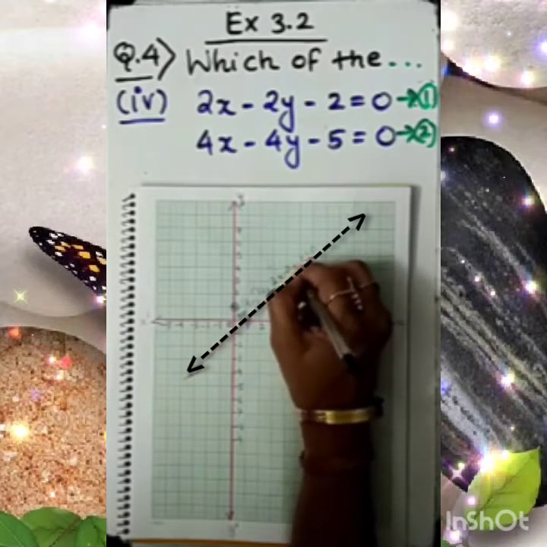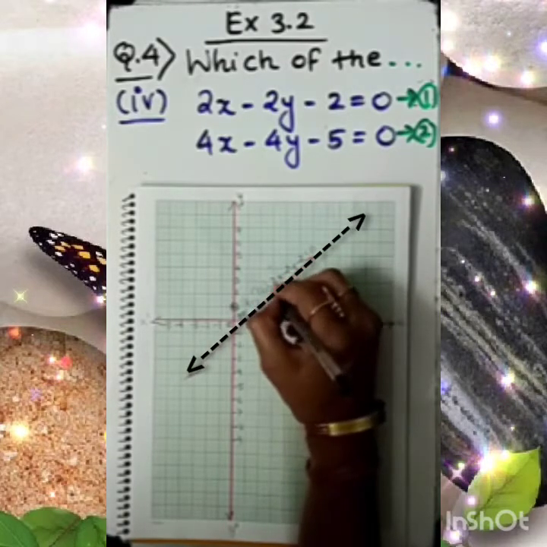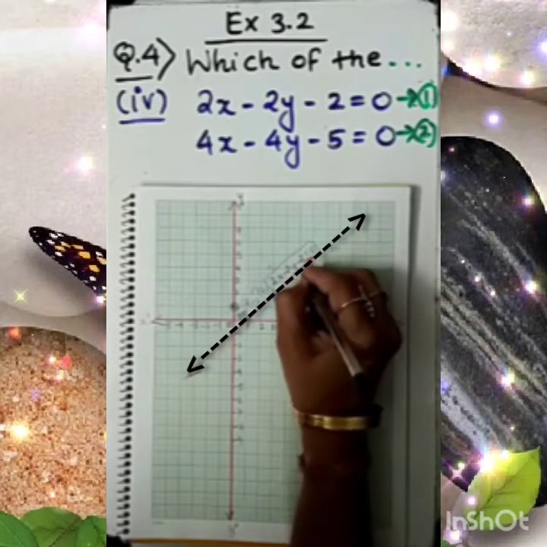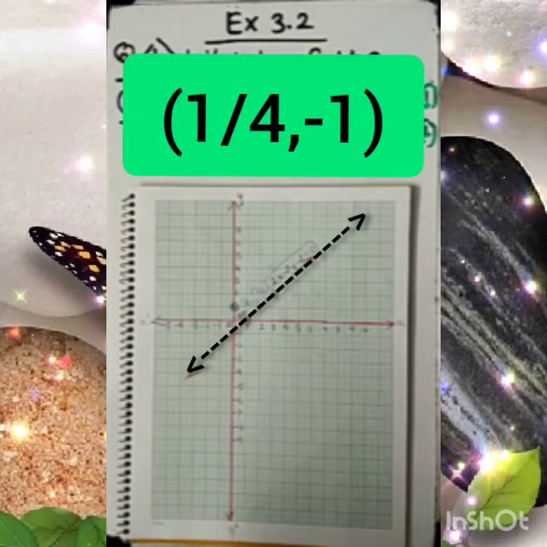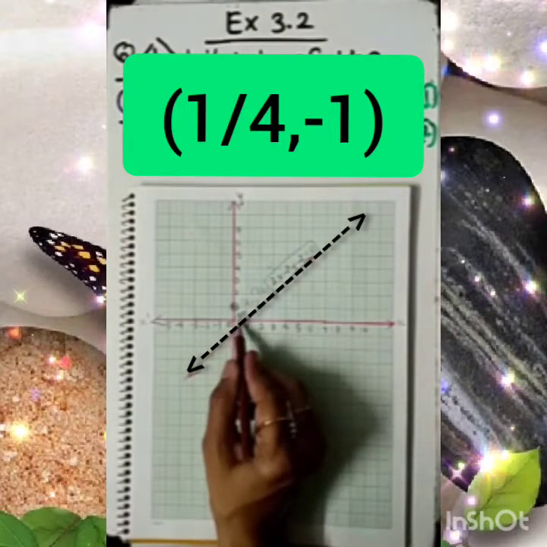The equation is 2x minus 2y minus 2 equal to 0. Fine. Now, dear student, let's locate the next point, which is quite important to see where to locate on a graph paper. So be careful about that. First point is 1/4 comma minus 1. See, 1/4 will be on the x-axis.